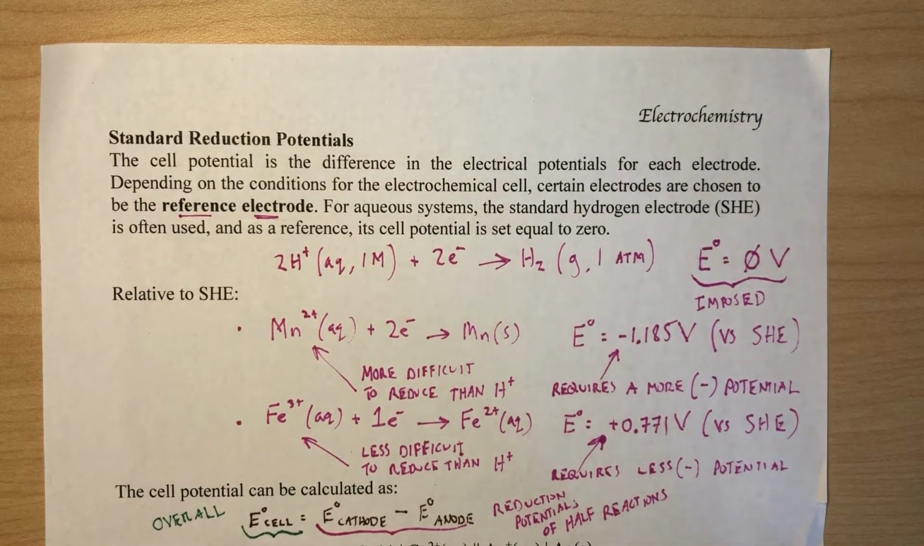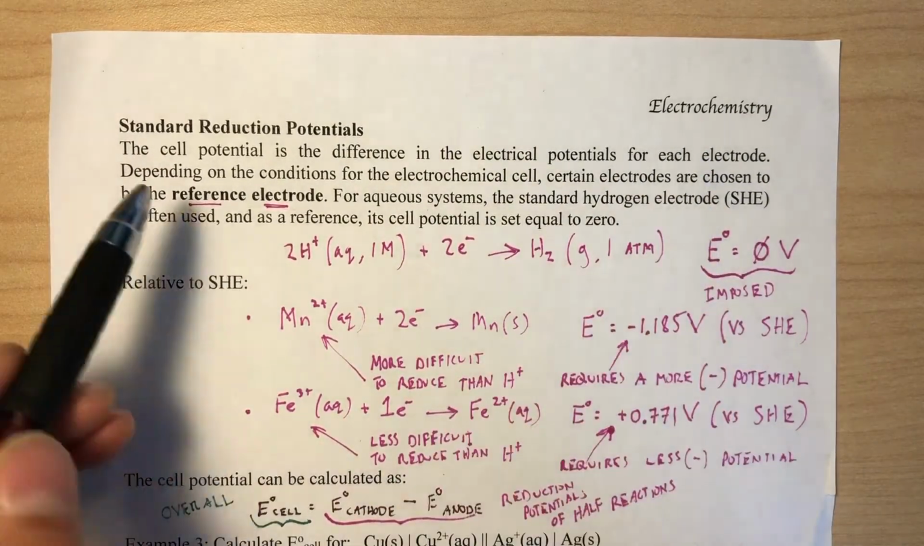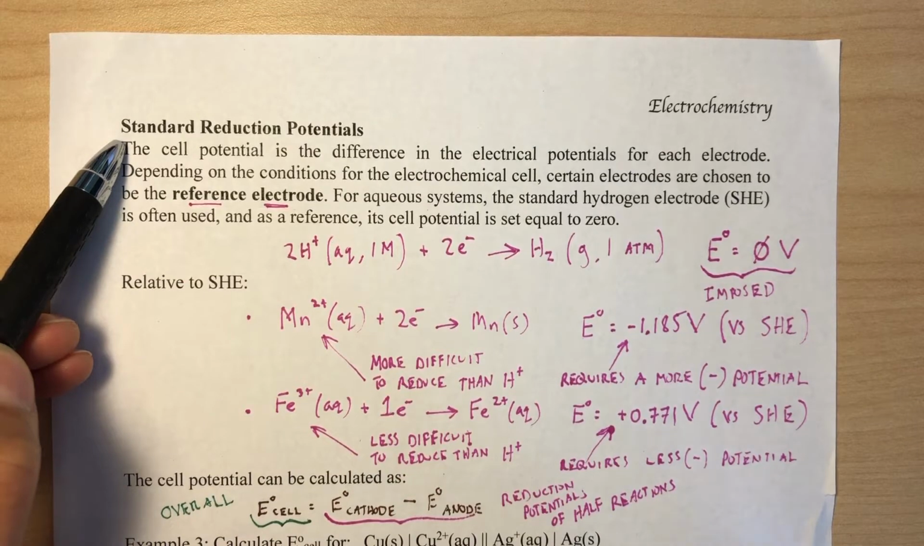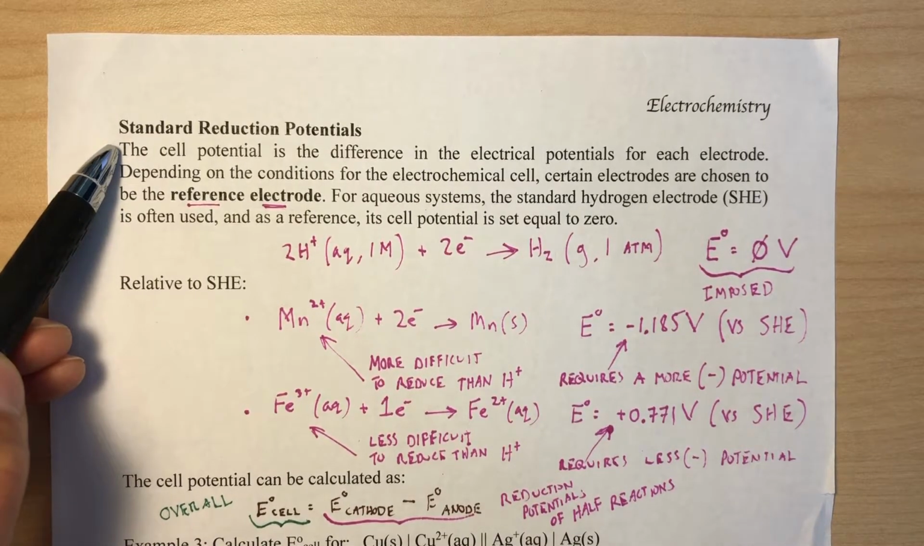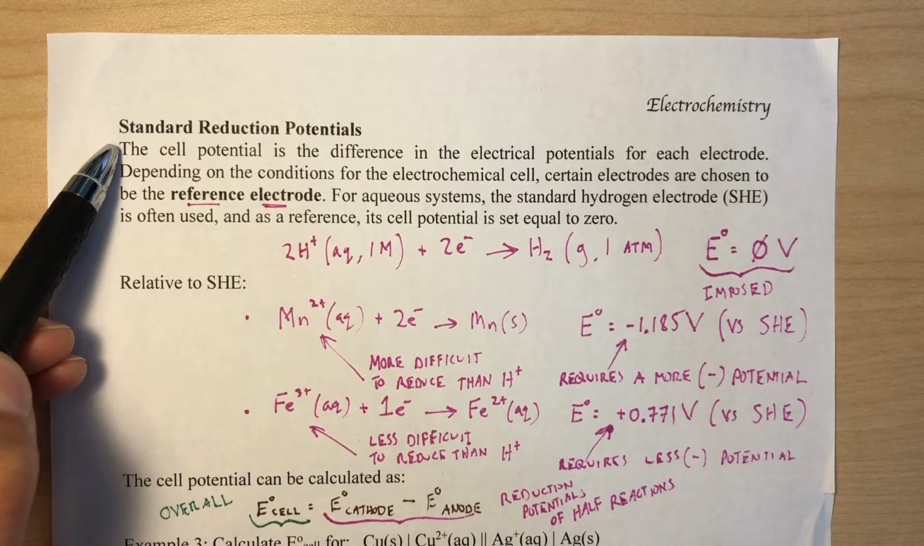Hello class, today we're continuing with electrochemistry and talking about standard reduction potentials, which are the way that we quantify how difficult or how easy it is to reduce something. Something that is easier to reduce for a galvanic cell is going to be our reduction reaction, which is the cathode, and something that is more difficult to reduce is actually going to end up being our oxidation reaction, which is going to take place at our anode.